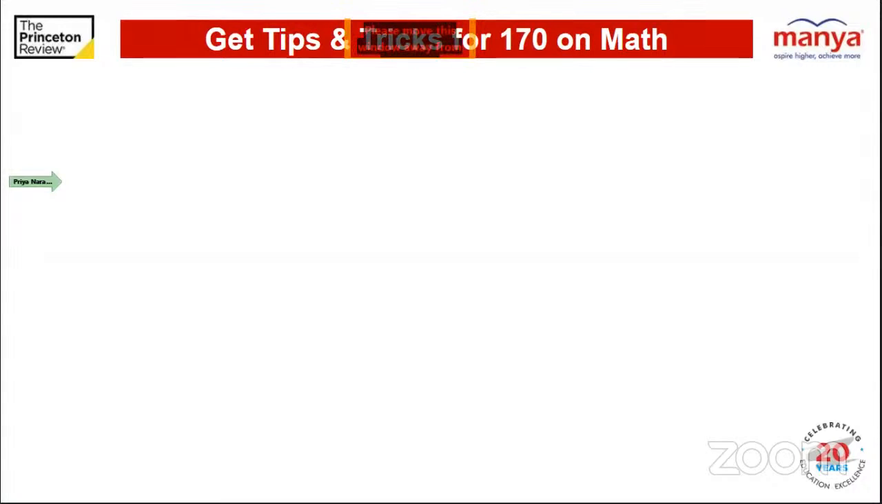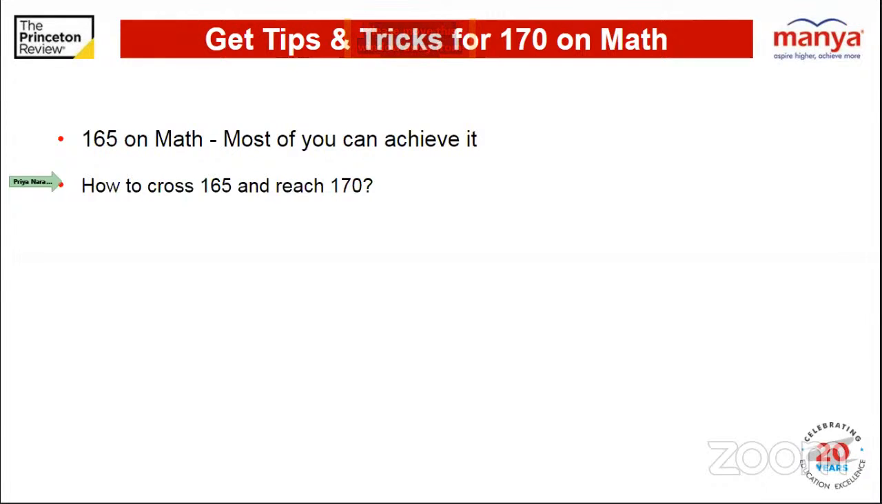Now let us look at somebody like Shivam. Shivam, did you understand where you're actually going wrong? So 165 on the math is something that most of you will reach because it's after all 10th grade math, right? So how can you cross from 165 to 170? From this 165 barrier, how can you reach 170?